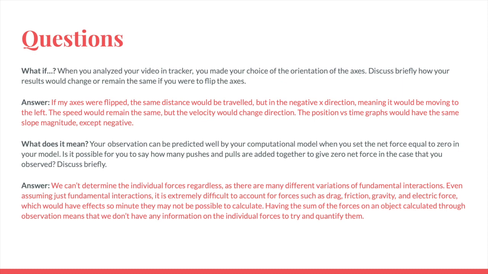We can't determine the individual forces regardless, as there are many different variations of fundamental interactions. Even assuming just fundamental interactions, it is extremely difficult to account for forces such as drag, friction, gravity, and electrical force, which would have effects so minute they may not even be possible to calculate. Having a sum of the forces of an object through observation means that we don't have any information on the individual forces to try and quantify them.